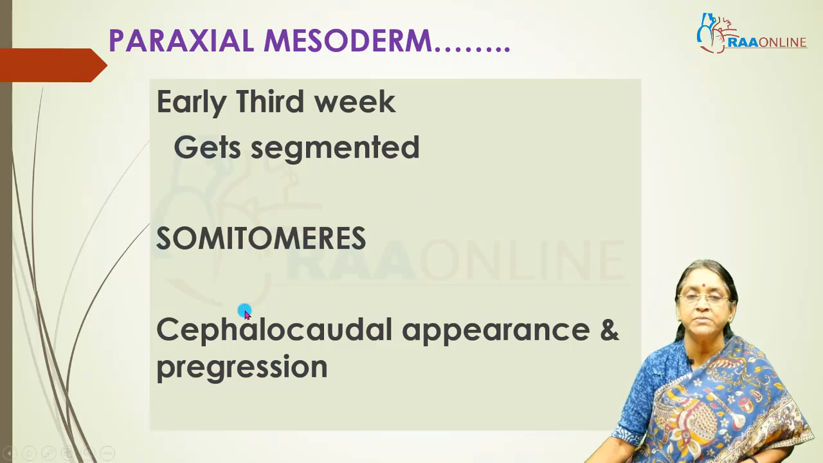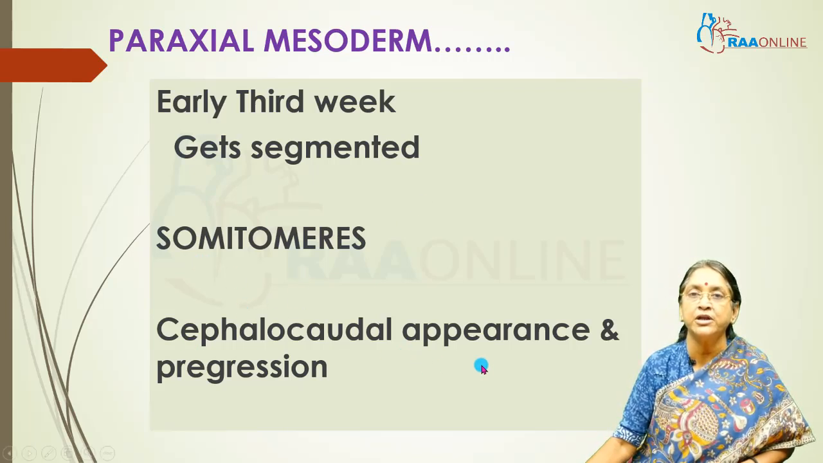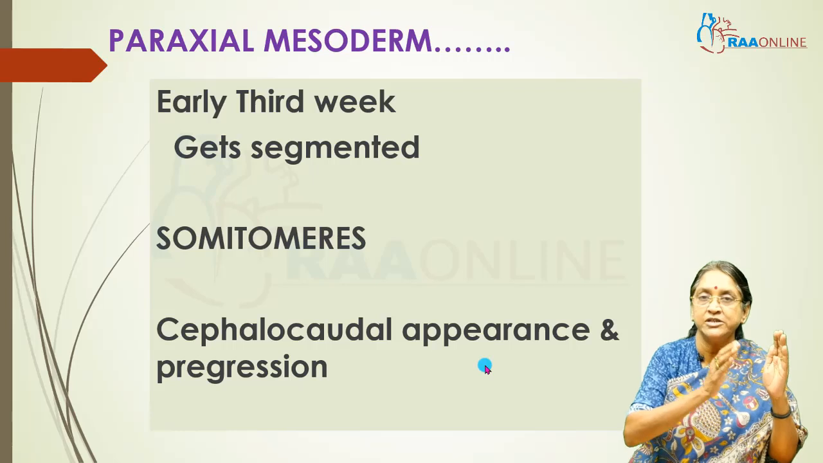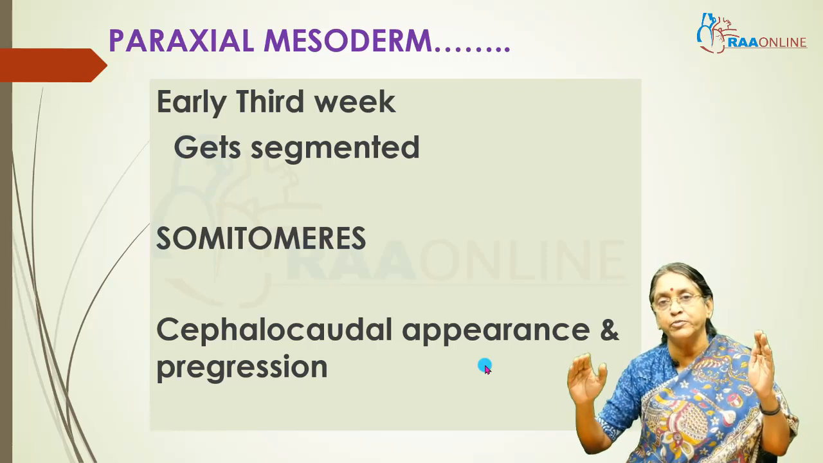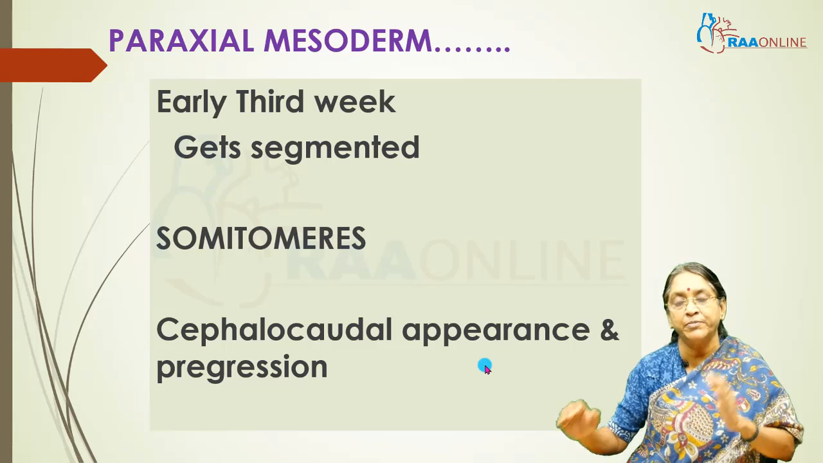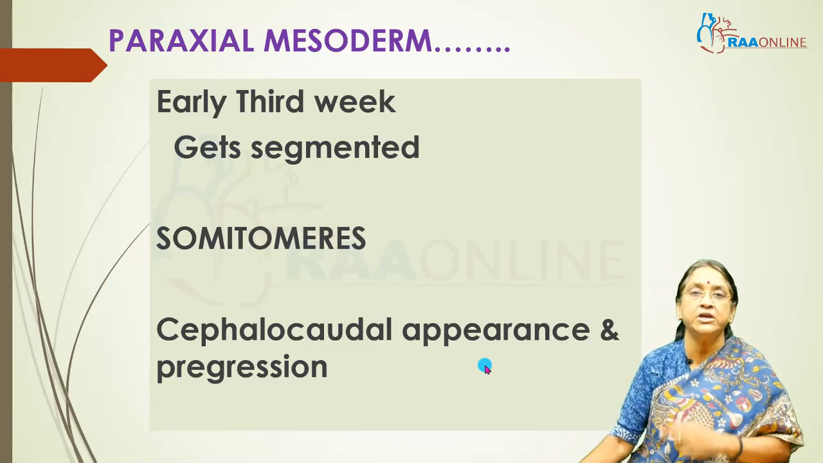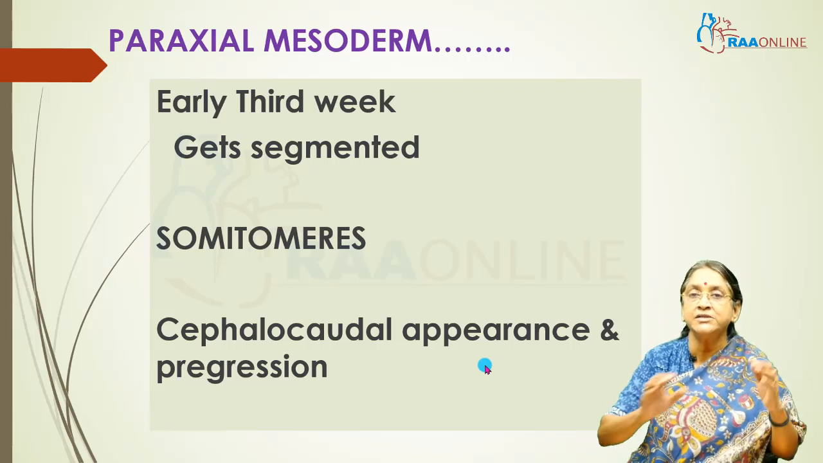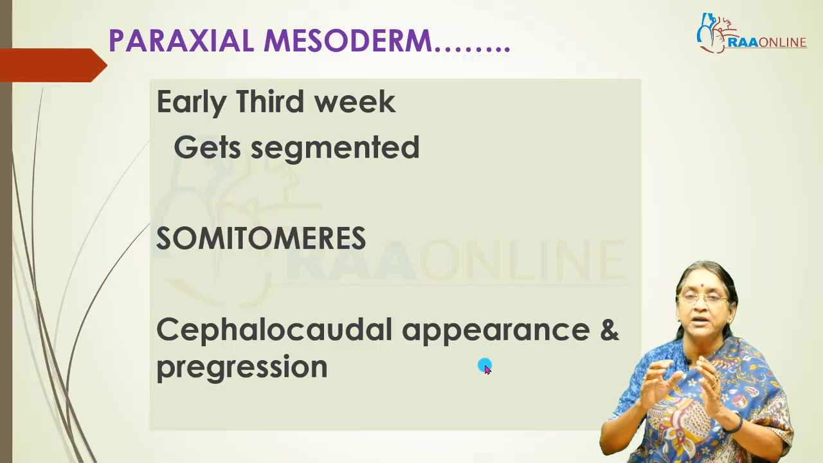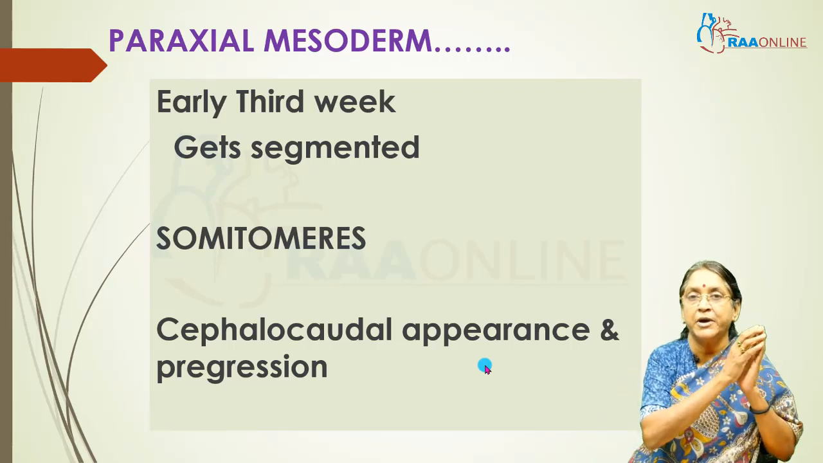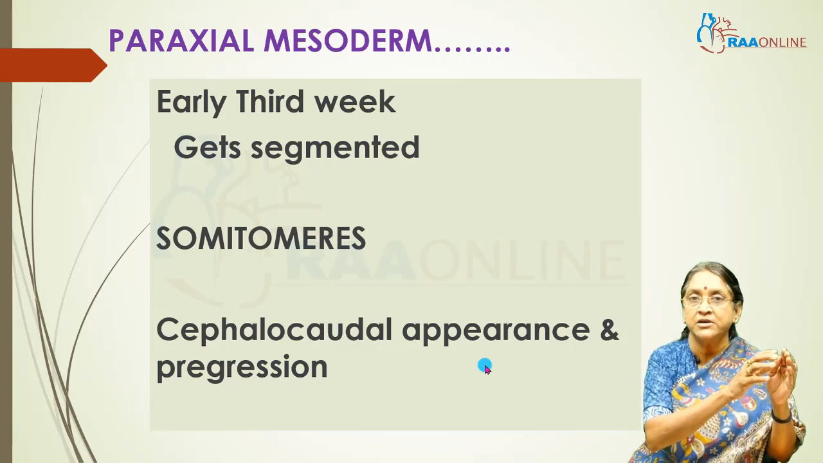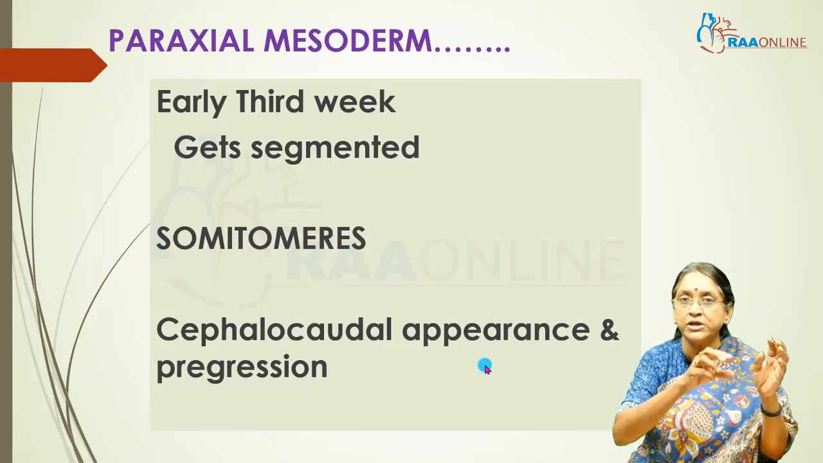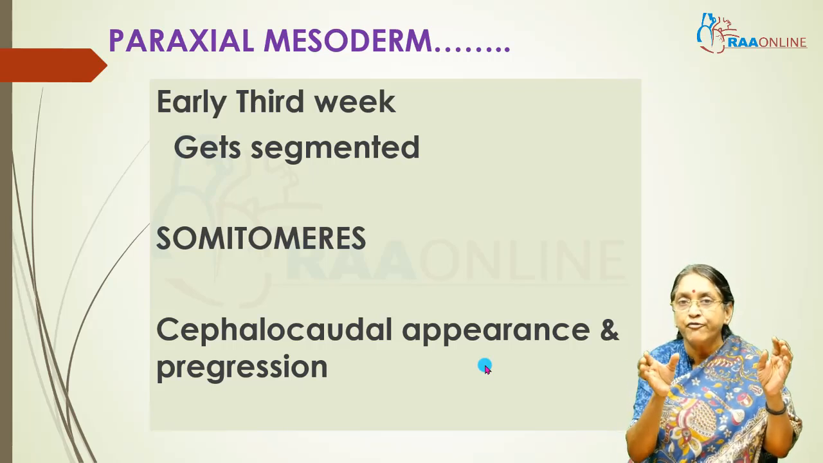And somatomeres make a cephalocaudal appearance. They appear first at the cranial or the cephalic portion and slowly more and more appear at the caudal portion. Cephalocaudal appearance and progression. One more thing happens. I think I have mentioned this to you. There is a cephalocaudal sequencing. In other words, the cranial part or the cephalic part appears first. A few somatomeres will appear in the cranial part, and then slowly there will be more and more getting added up from the caudal area.